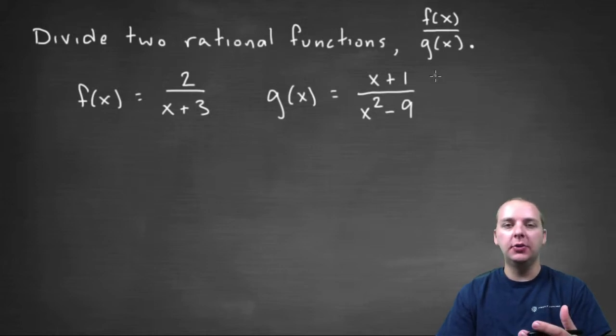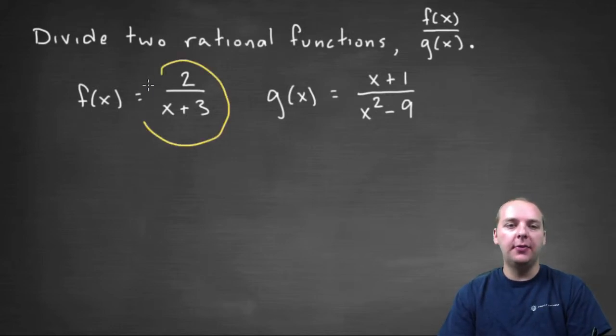And the same thing could be true for multiplying. I just happen to, for this example, be doing dividing, but you could also have f of x times g of x. And sometimes students aren't really sure what it is exactly they're supposed to be doing here. Really, it's quite simple. This is f of x, right? And this is g of x.